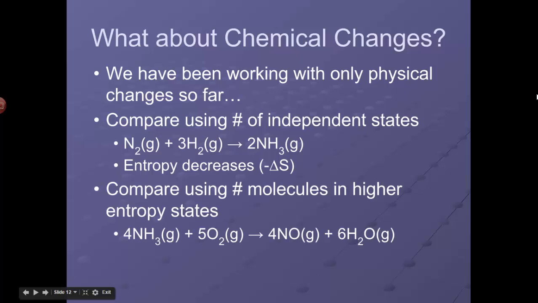What about this one? 4NH3 plus 5O2 goes to 4NO plus 6H2O. What would we expect our delta S to look like here? Well, again, we have a single state here, so gas on one side, gas on the other. On one side, we have 9 moles of gas. On the other side, 10 moles of gas. So as this reaction proceeds in the forward direction, we have more molecules to take up more positions, which means we have more disorder.